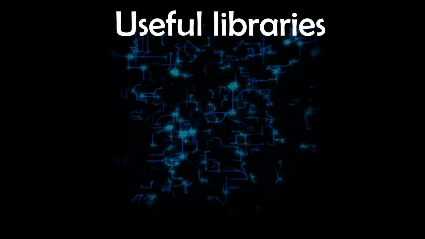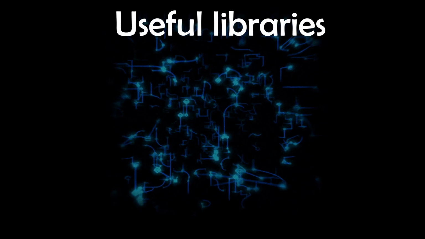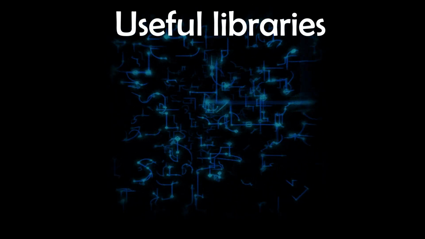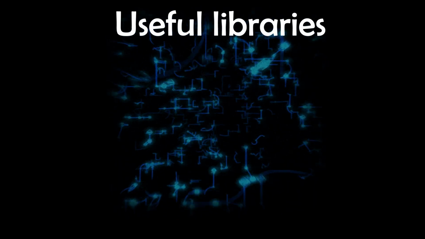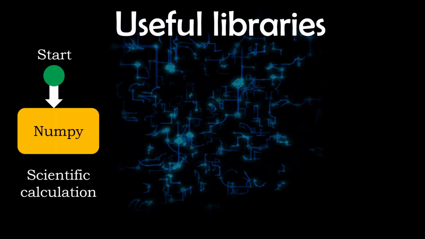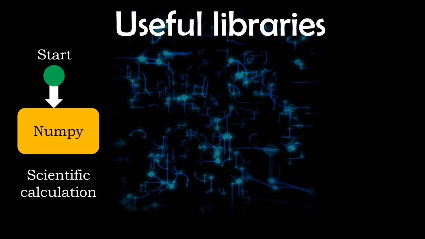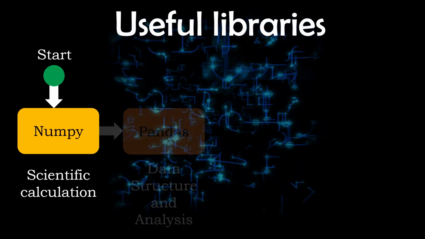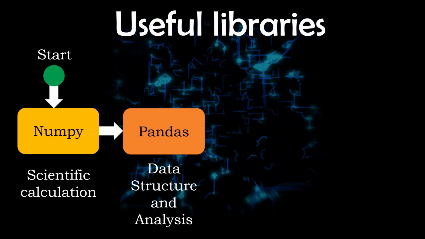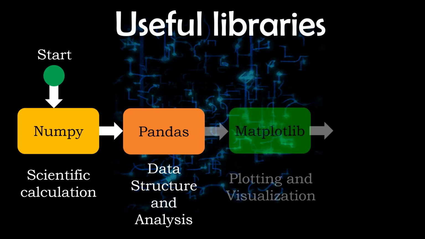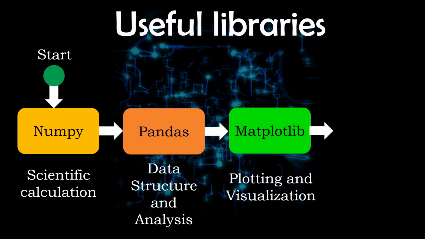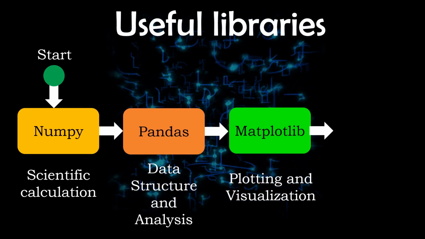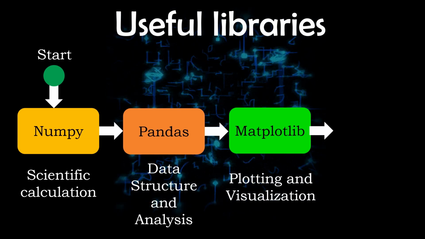There are several useful libraries of Python that are used in data science. The journey of data science using Python starts with NumPy library. NumPy library is used for scientific computation. The computed values of NumPy library are then structured using pandas. The structured data can be visually represented through Matplotlib. Matplotlib has several functions to represent data in the form of various graphs and visuals.